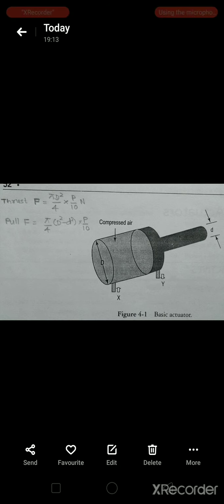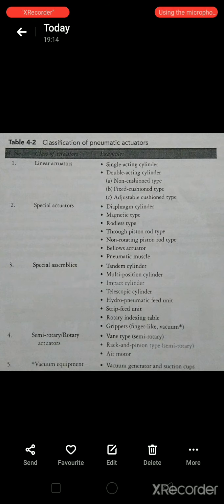The theoretical thrust, outstroke or pull in instroke, of a cylinder is determined by multiplying the effective area of the piston by the working pressure. F is equal to pi by 4 d square into p by 10 Newton. So as you can calculate, the inward stroke pull also.